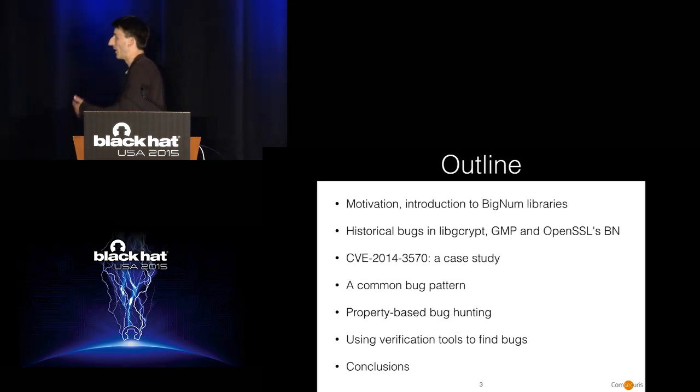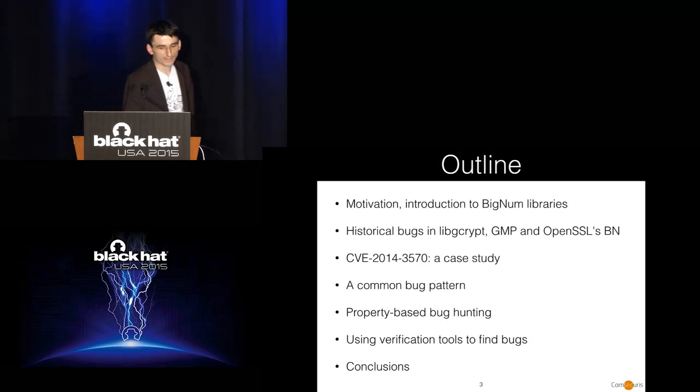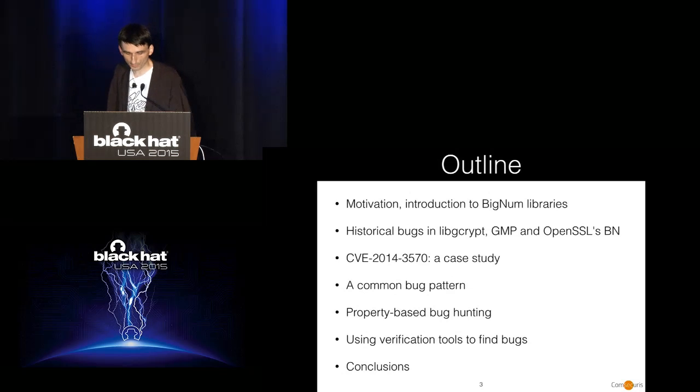So let me give you an outline of the talk. I'll start with a motivation. Then I'll talk about historical bugs in libgcrypt, GMP, and OpenSSL's BN.